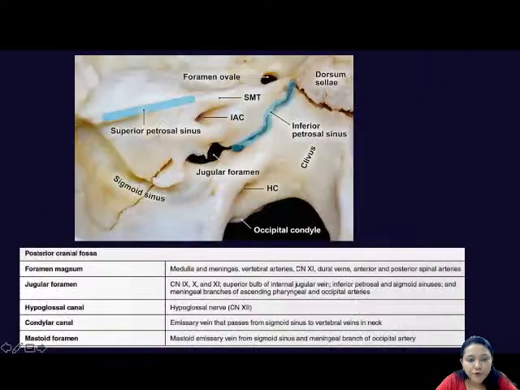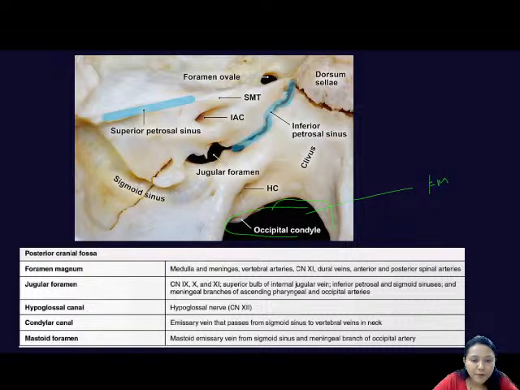Next, let us come to the posterior cranial fossa. In the posterior cranial fossa, as you can see, you have a big foramen, that is the foramen magnum. On the side you will have a small foramen, that is the hypoglossal canal, if you are coming from the back side. And this big foramen is the jugular foramen.